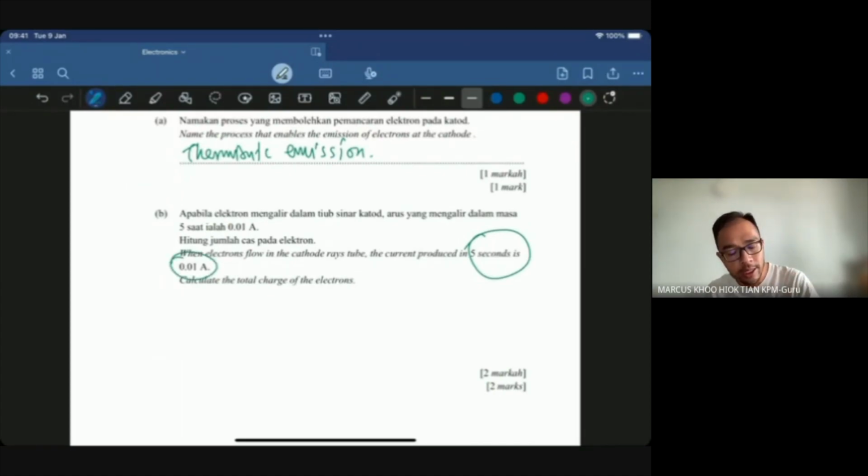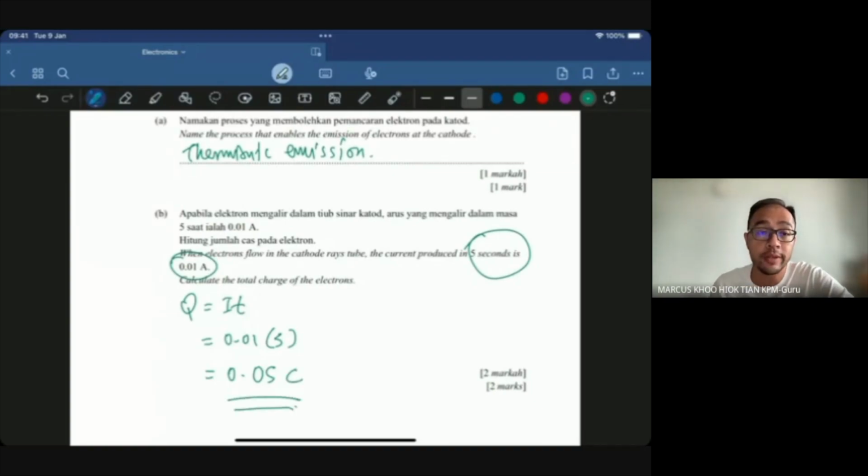When electrons flow in the cathode ray tube, the current produced in 5 seconds is 0.01 ampere. Calculate the total charge. This is a formula given at the beginning of your question paper. Q equals IT, which is 0.01 times 5. Okay, 0.05 coulomb. This is the total charge of the electrons.